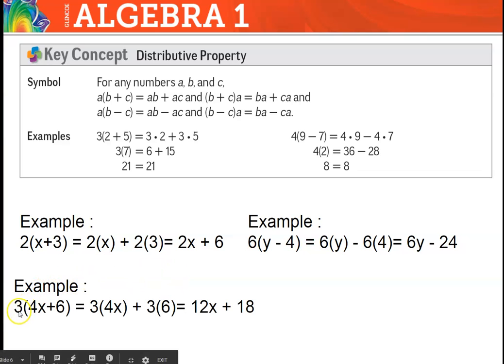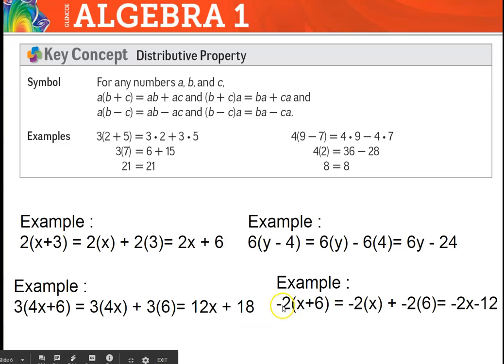Here we go, 3 times, in parentheses, 4x plus 6. Okay, that would become 3 times 4x plus 3 times 6. Okay, 3 times 4x is 12x, 3 times 6, 18. And of course, our last example would be -2 times, in parentheses, x plus 6. Okay, again, we're going to take this -2, we're going to keep the sign with it. -2 times x plus negative 2 times 6, negative 2x minus 12.